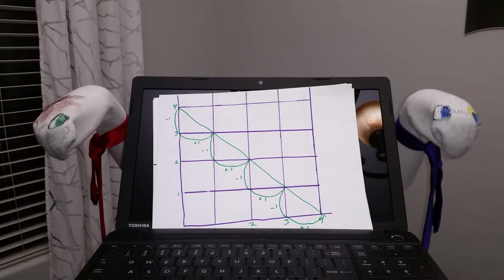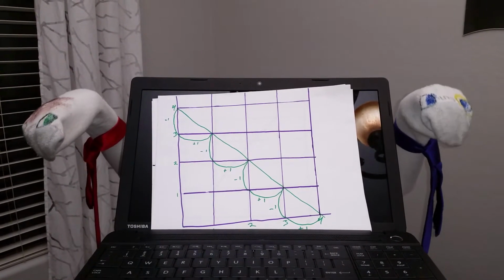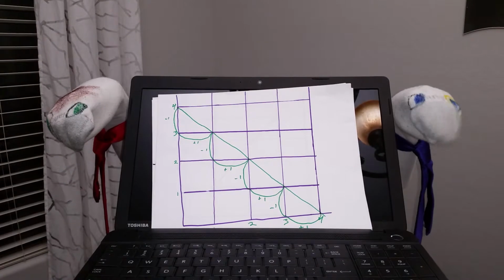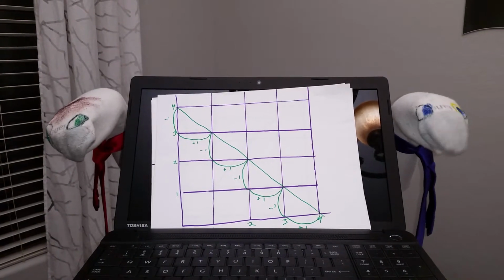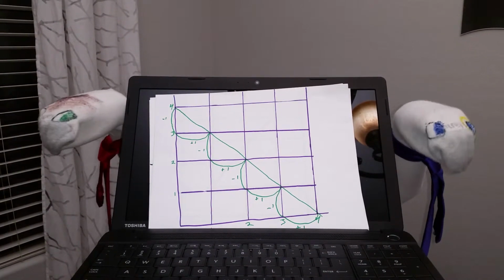The slope of this line is negative 1 over positive 1, because it goes down negative 1 and right positive 1. However, to simplify using the rules of integers, a positive divided by a negative equals a negative, so it becomes negative 1 over 1.